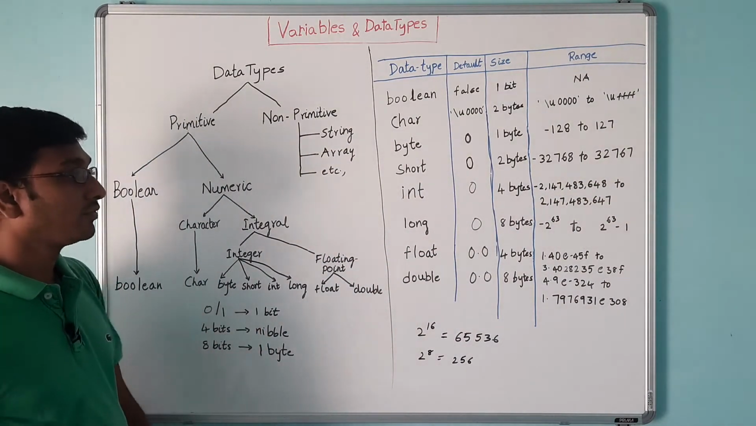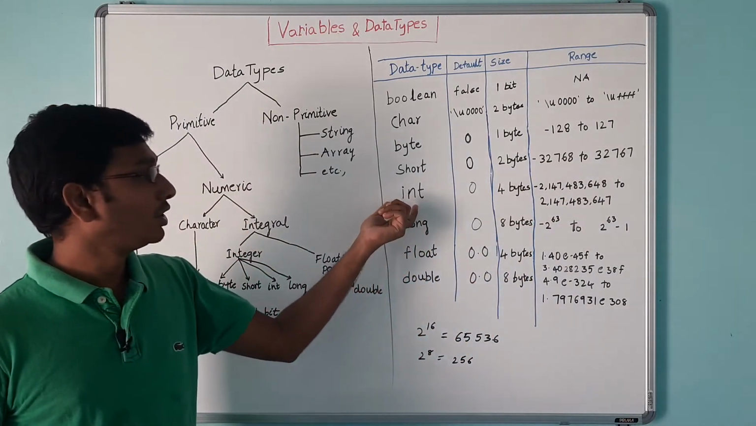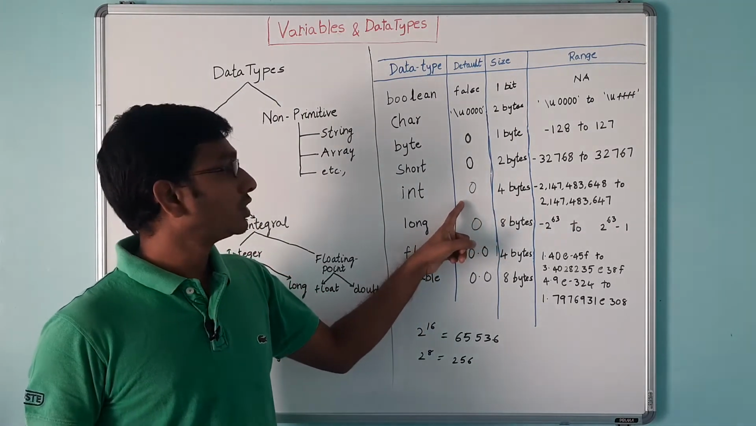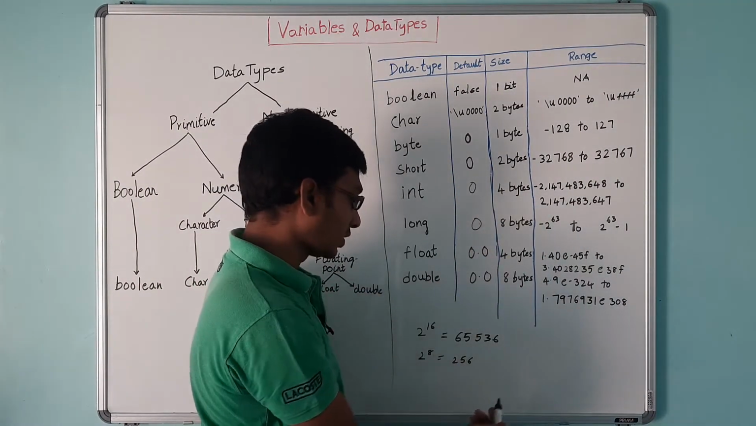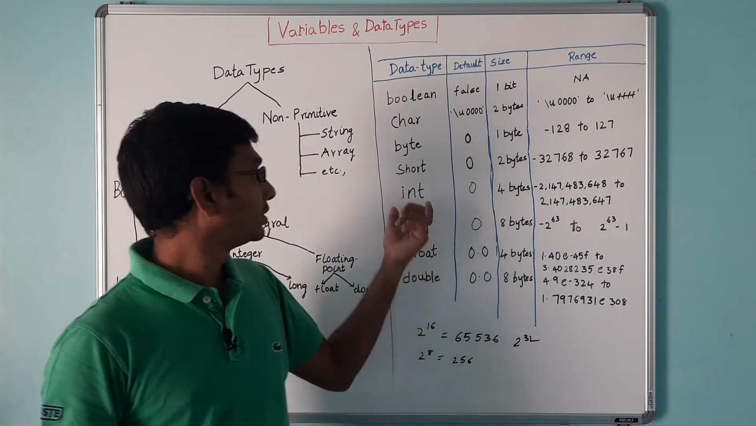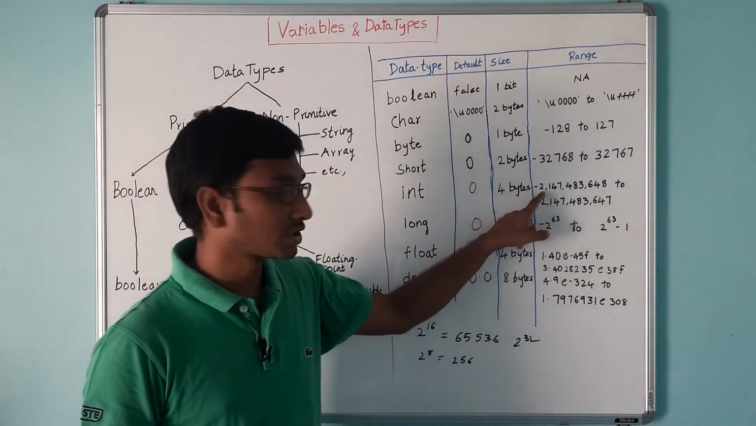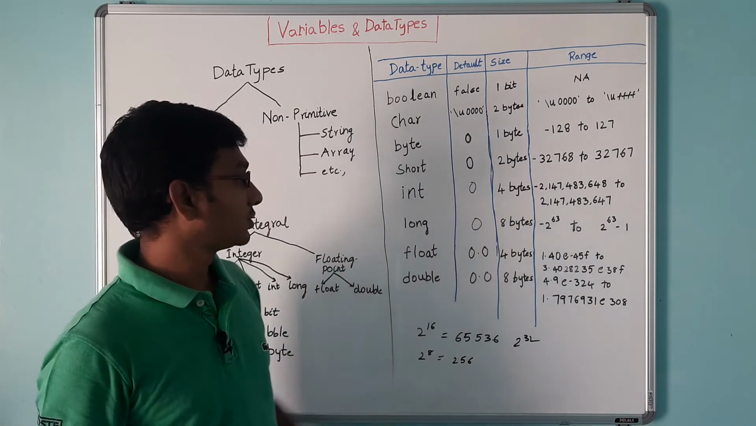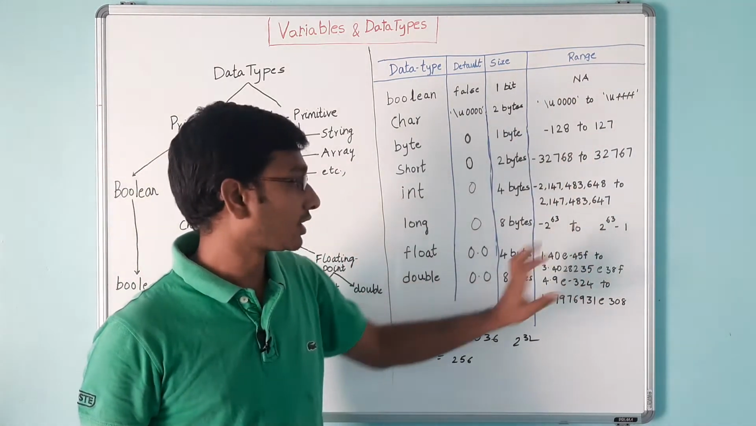Next comes integer data type. If you want integers larger than these values, then you declare your variable as int. An int takes 4 bytes of memory. The default value is again 0, and 4 into 8 is 32 bits. So we can represent 2 power 32 numbers using these 32 bits. The range is -2 power 31 to 2 power 31 minus 1. So if you remember the size of any data type, you can calculate the range.